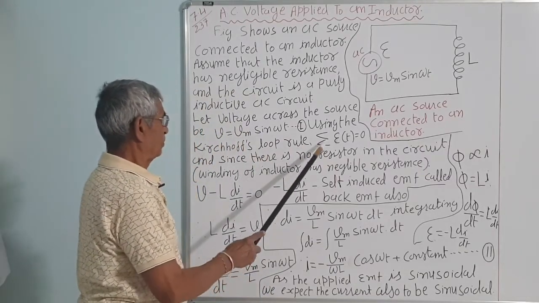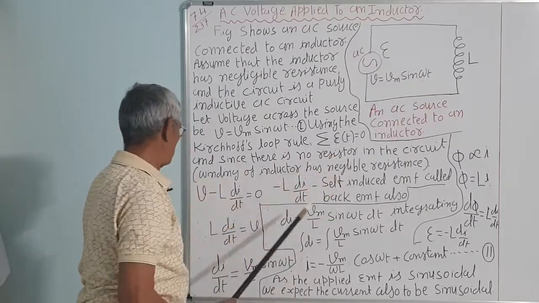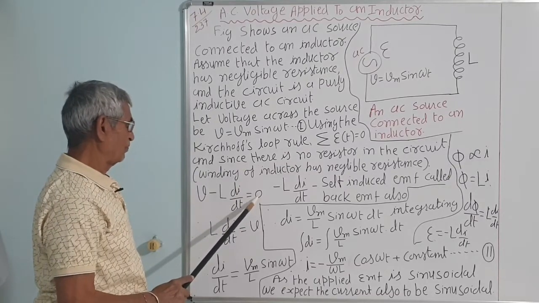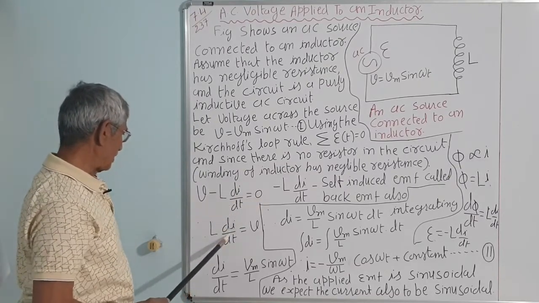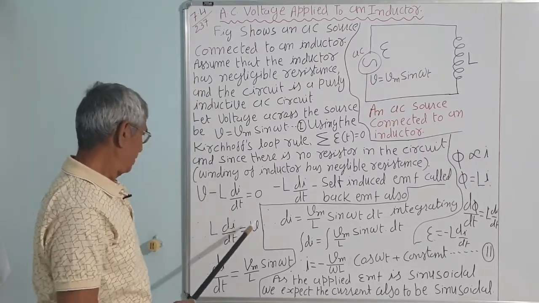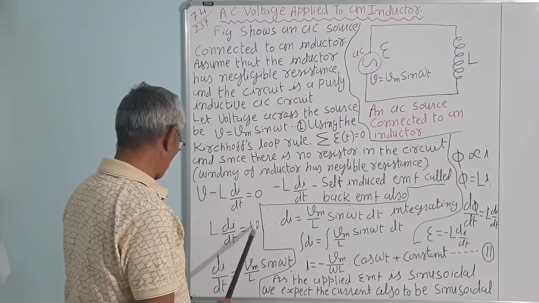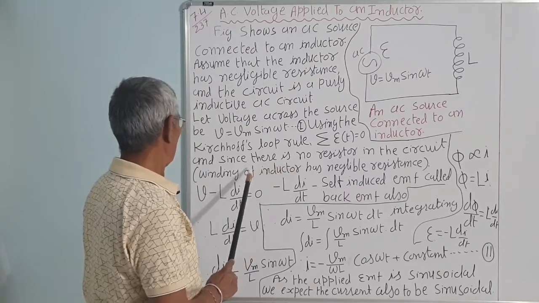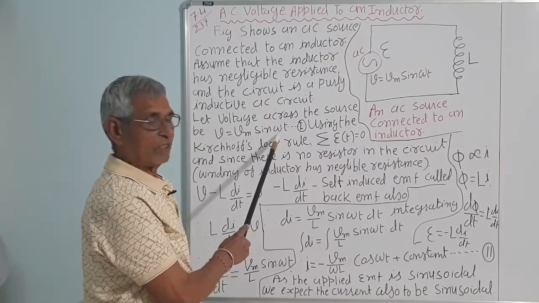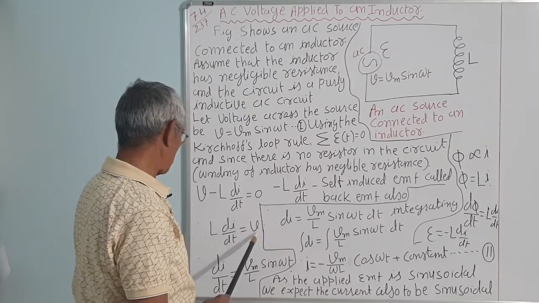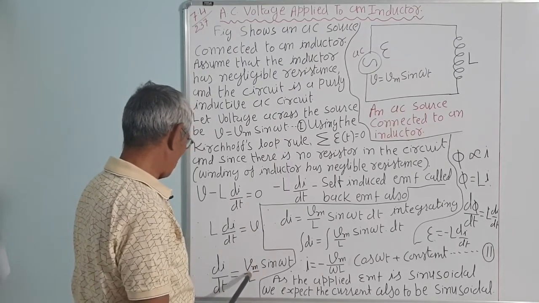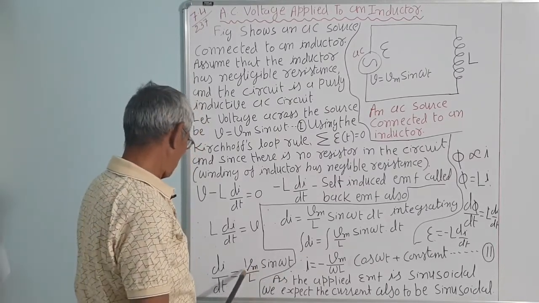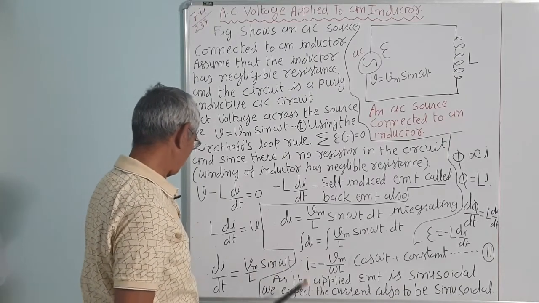According to the Kirchhoff rule, the sum of the potential changes, that is, the induced EMF, is minus L di by dt. So V minus L di by dt is 0, or L di by dt is equal to V. Therefore, di by dt is equal to V upon L. That is, V is equal to Vm sin omega t, the instantaneous voltage at any time, where Vm is the maximum value, sometimes also called V0, so di by dt is Vm sin omega t upon L.